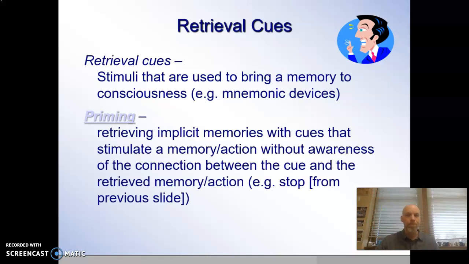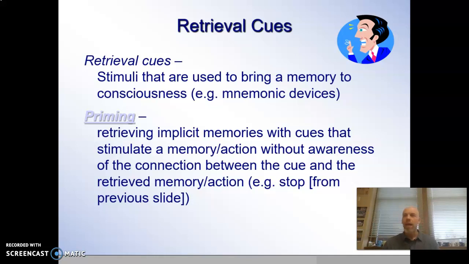Priming. This is what I did with the pop, and then instead of go, you probably said stop with those questions. So this is when you retrieve memories from cues that you aren't consciously thinking of. So you're answering top, you're answering pop, and then all of a sudden the next answer is go, but you've been primed. Your brain is already thinking of a connection with the previous answers to questions, so you want to say stop, even though that's the wrong answer.